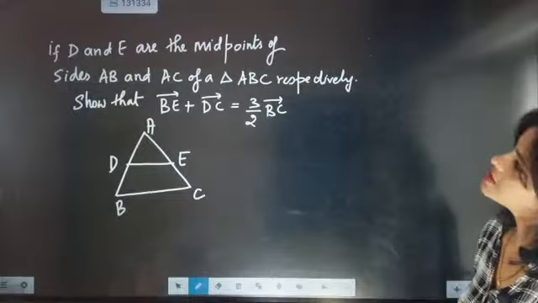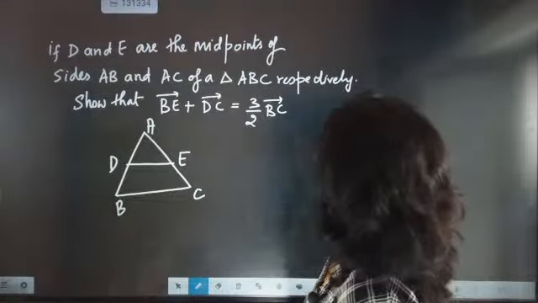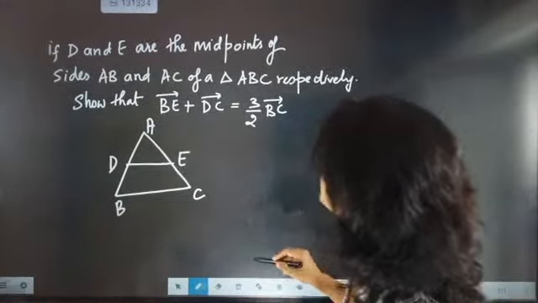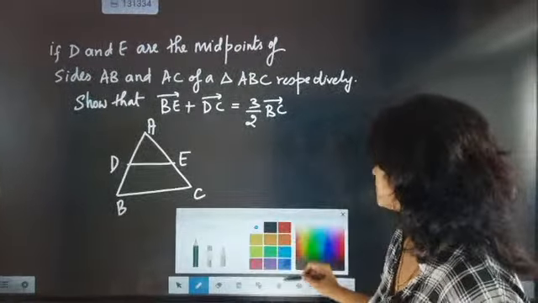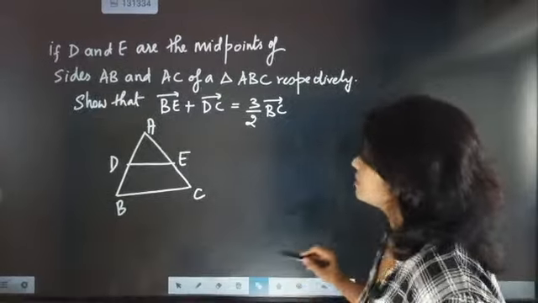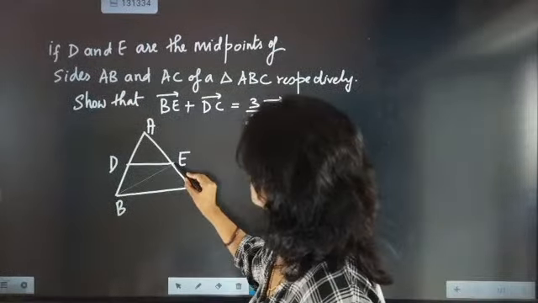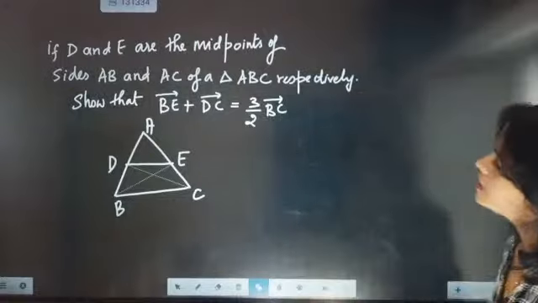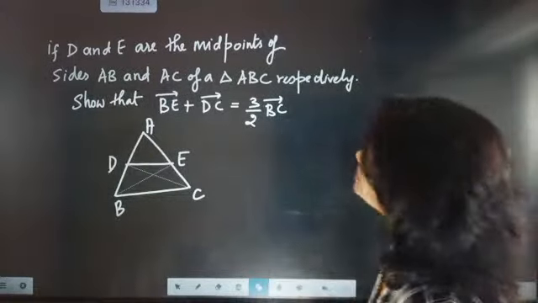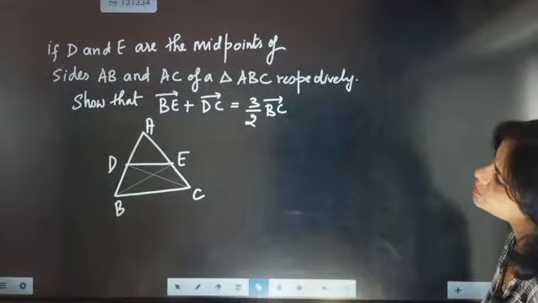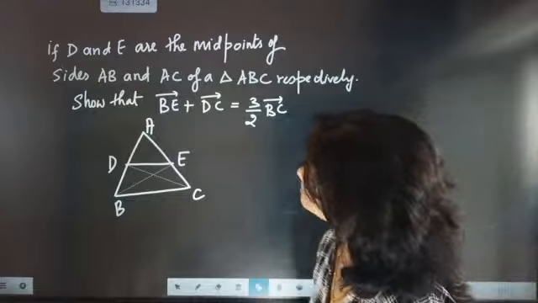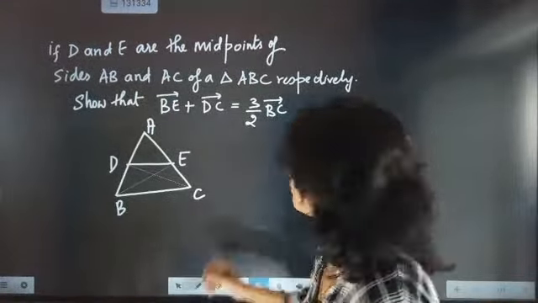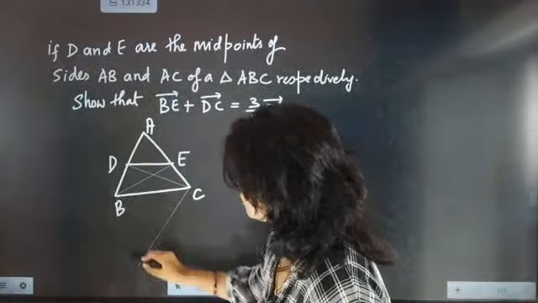If D and E are the midpoints of sides AB and AC of a triangle respectively, show that BE plus DC equals 3 by 2 BC. So now the most important thing is we are going to connect everything to the origin.